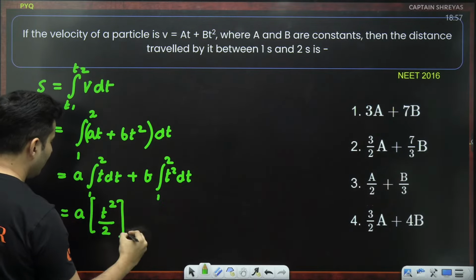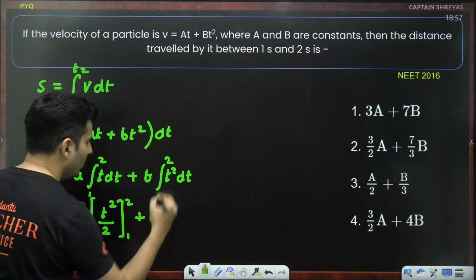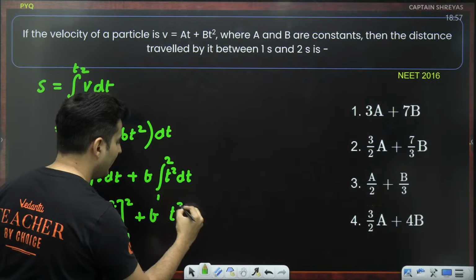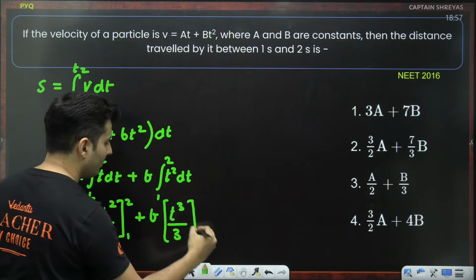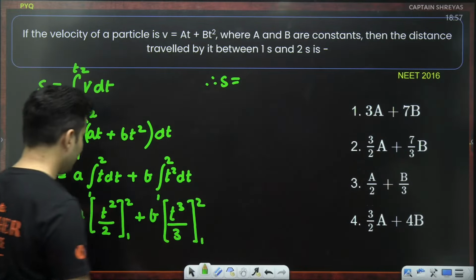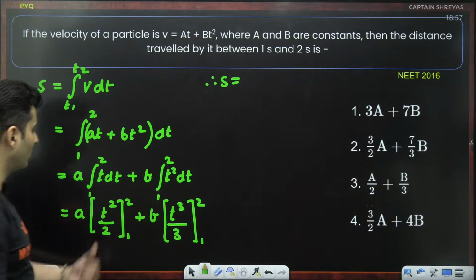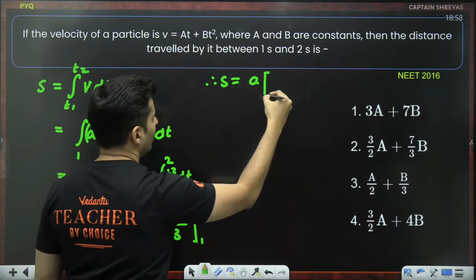Limits obviously are very important, 1 and 2. Integration of a t plus b t squared is a t squared by 2 plus b t cubed by 3, using x raised to n integrates to x raised to n plus 1 upon n plus 1, with limits 1 and 2 over here. Therefore, displacement is first put 2, then put 1. So it will be a into over here.